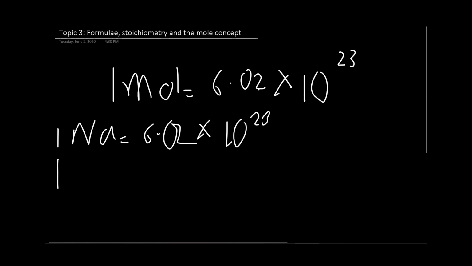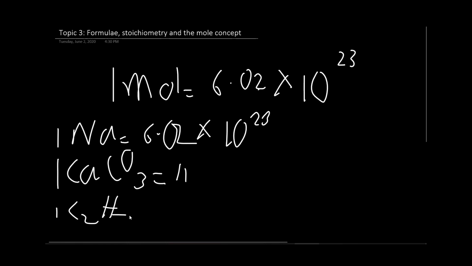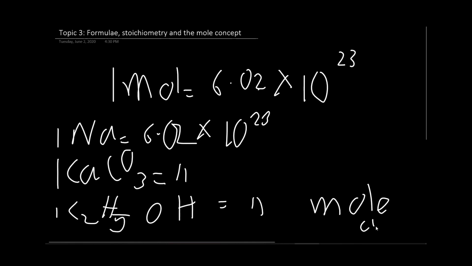1 mole calcium carbonate will be having 6.02 into 10 to the power 23 particles of calcium carbonate. 1 mole ethanol, C2H5OH, will be having a similar amount, aka 6.02 into 10 to the power 23 molecules of ethanol, right?